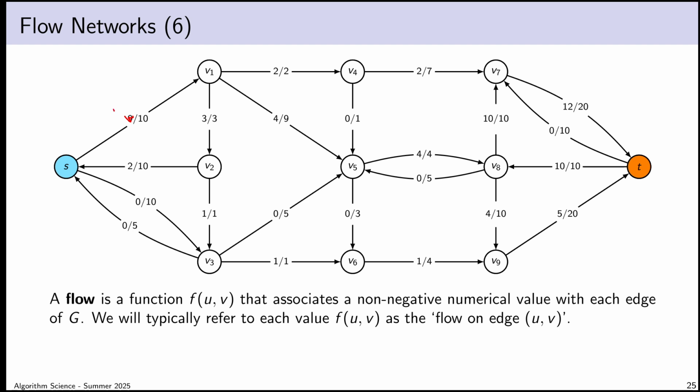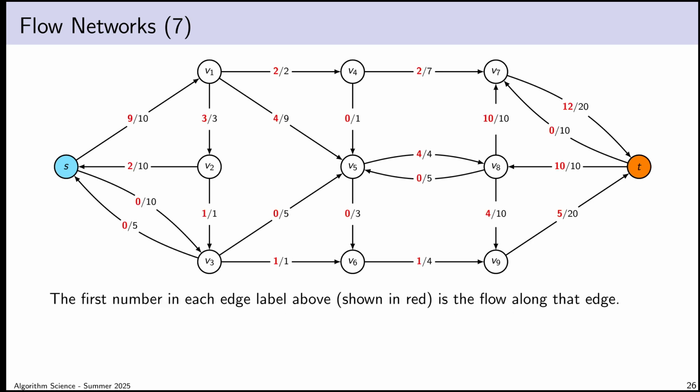I am technically allowed to define a flow that has some invalid amount, so I could say the amount across edge S to V1 is 100. I could define a function that has this property. We would not consider this flow to be feasible. It doesn't meet the necessary constraints. So although a flow formally corresponds to a function that takes two vertices and returns a number, I will typically just call this number here the flow on edge S V1. And so I will always draw the flow across each edge as the first number in the edge label.